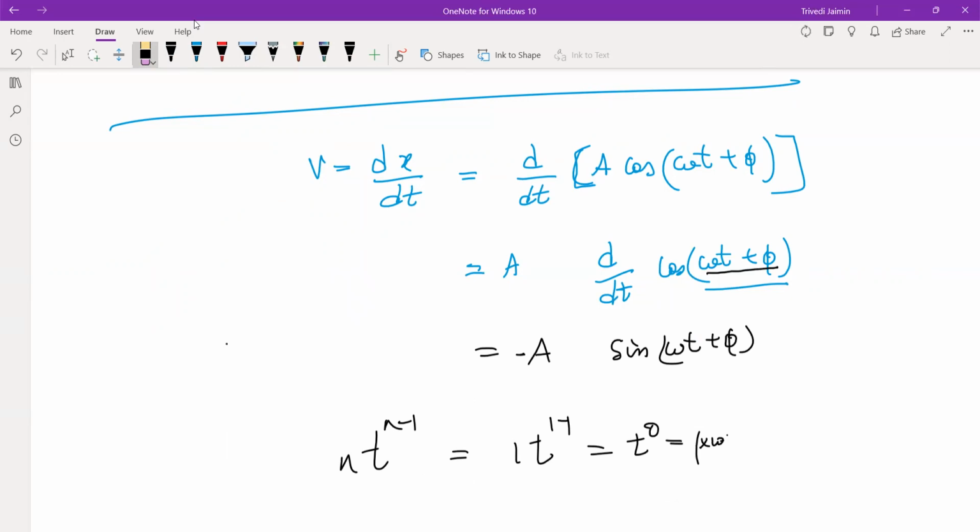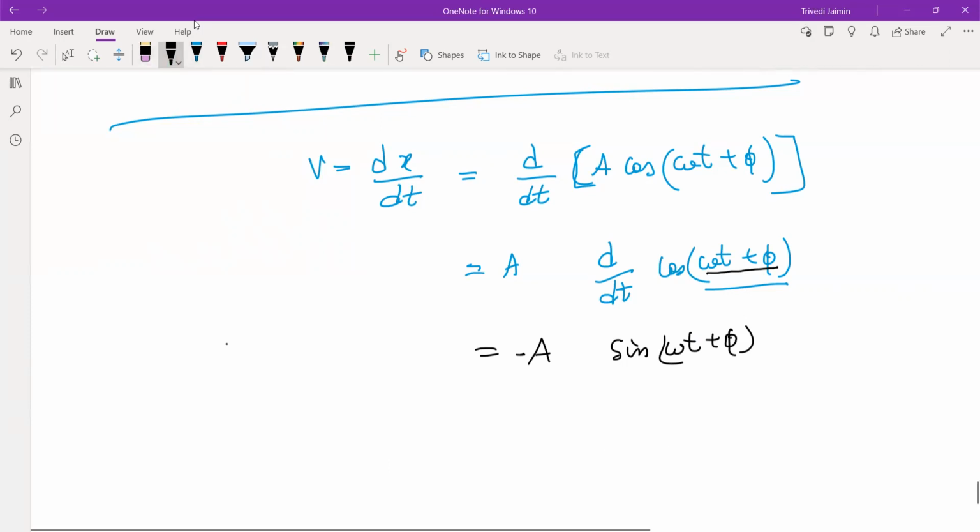Is it clear? Just the differentiation bit after cos. So you're not able to understand differentiation? Some bits I get lost, sir. Okay.